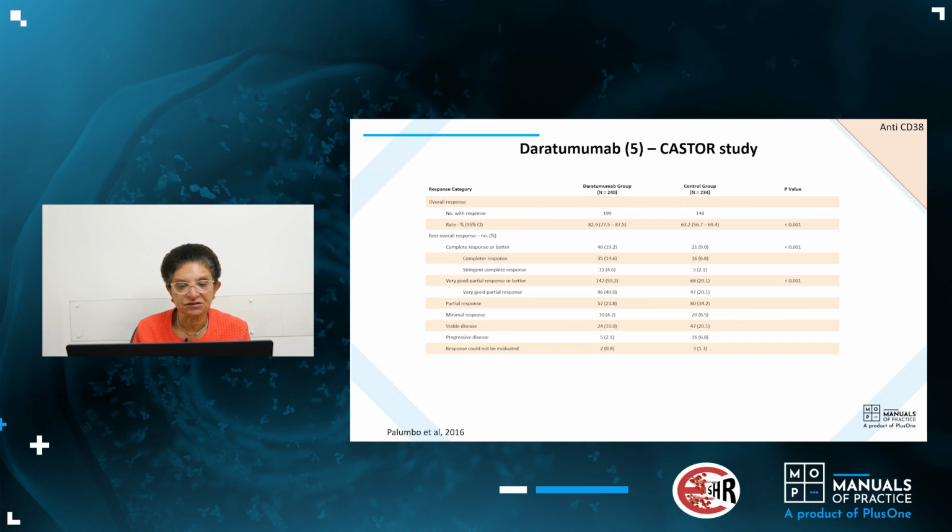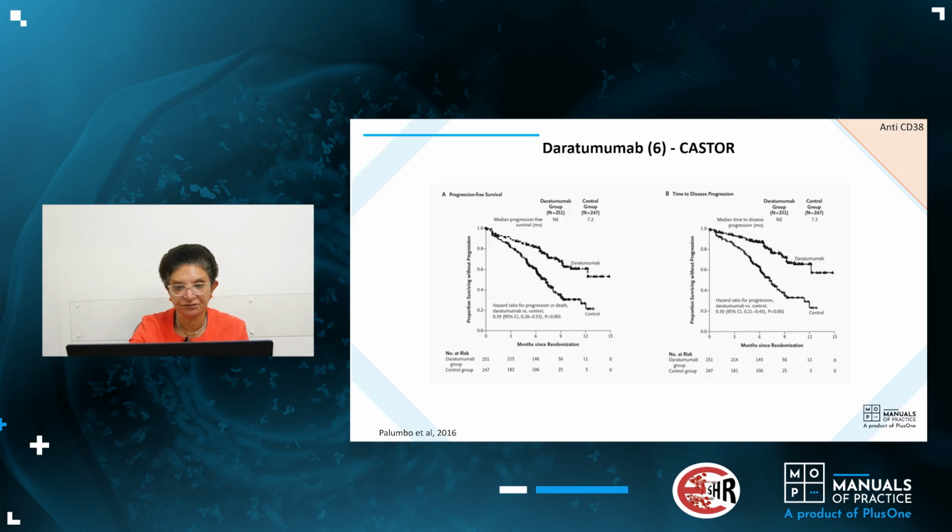This is the CASTOR study, and this included cases with daratumumab in combination with Velcade-Dexa versus Velcade-Dexa alone. And as you can see, still daratumumab gave better results. And as you can see here, daratumumab gave a better progression-free survival, and it gave good results in the relapsed refractory setting.